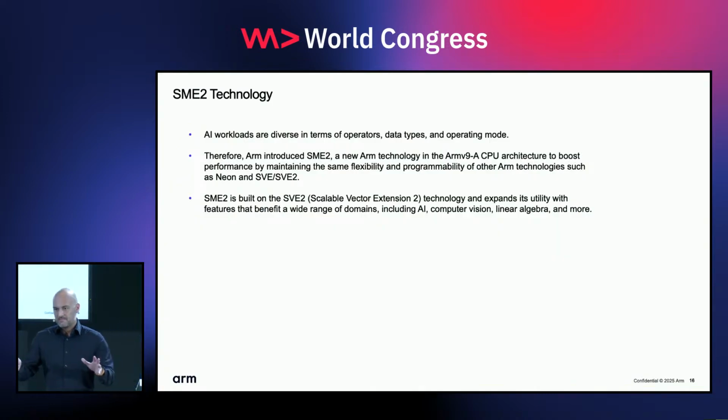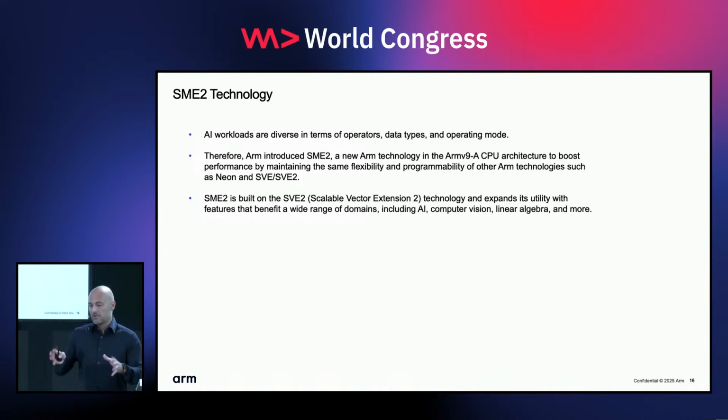And here, what I want to talk about is the SME2 technology. We have seen that there are many ways we can run AI. We have seen how flexible we need to be. We have different data types in our workloads. Therefore, Arm introduced SME2, a set of advanced CPU instructions for the Armv9 architecture to boost the performance of AI workloads, image processing workloads, or computer vision workloads. Or what I usually say, if you have workloads with a lot of heavy matrix multiplication, this technology will help you a lot.